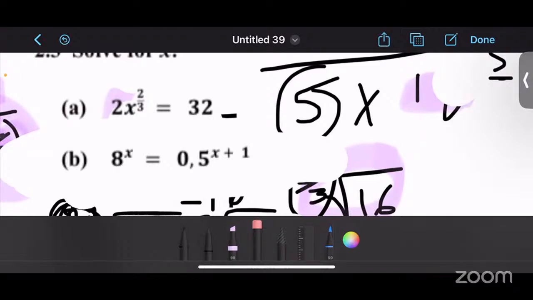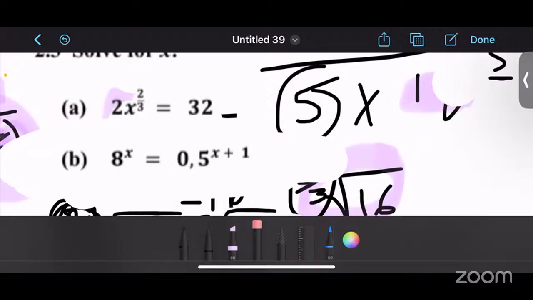Ma'am, may I please ask you a question, ma'am? Ma'am, what if you have changed both of them? You can change both if you can. What do you think we can change them to? Remember, the main aim is just to make sure that you have the same base.